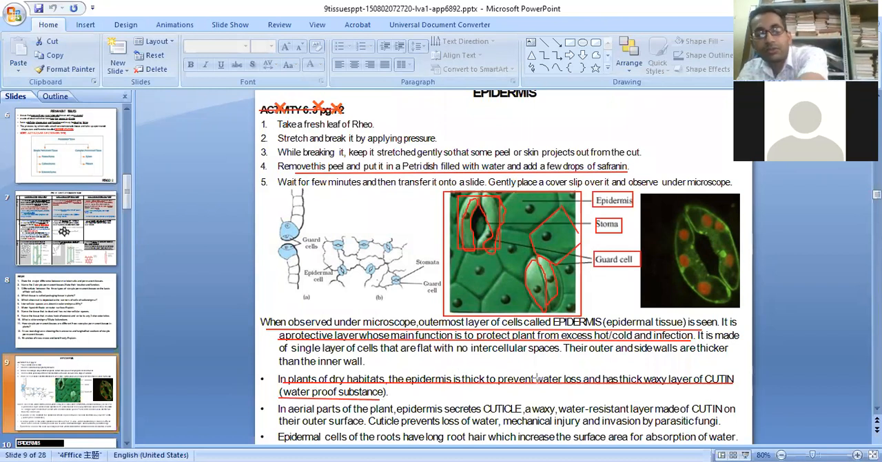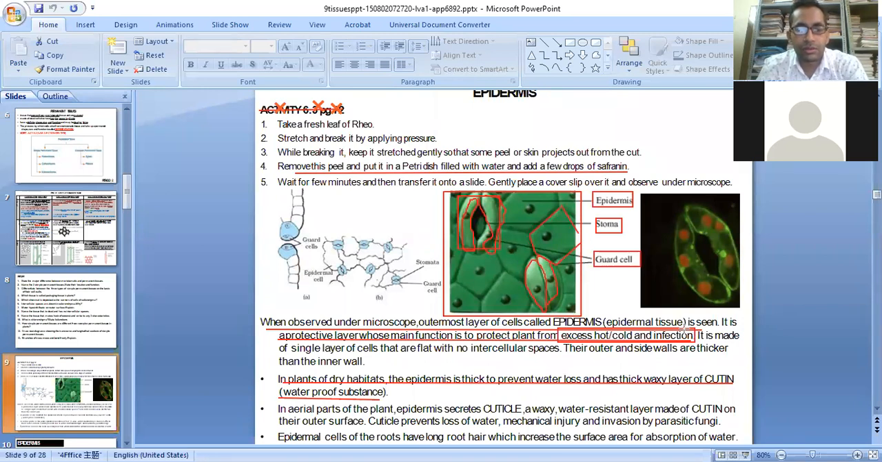In deserts you find cactus and all. They have a very thick epidermis. In aerial parts of the plant, the epidermis secretes cuticle, a waxy water-resistant layer made of cutin on the outer surface. Cuticle prevents loss of water, mechanical injury, and invasion by parasitic fungi. So it prevents the plant from excess heat, cold, and infection. This is the role of the epidermis.